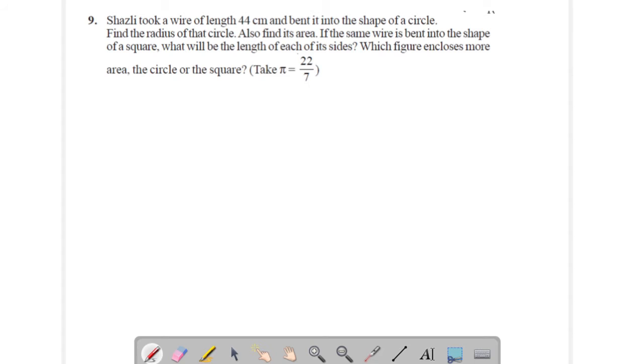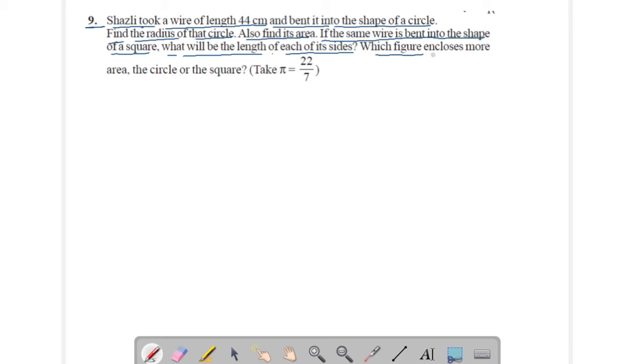Now come to question number 9. Sajili took a wire of length 44 centimeter and bent it into the shape of a circle. Find the radius of that circle. Also find area if the same wire is bent into the shape of a square. What will be the length of each of its sides?